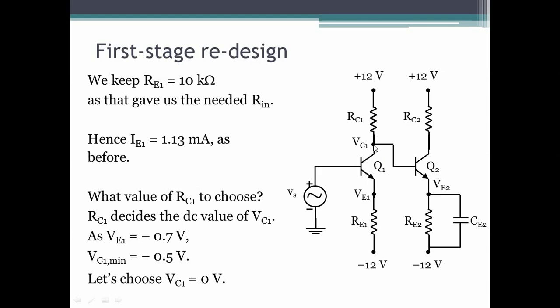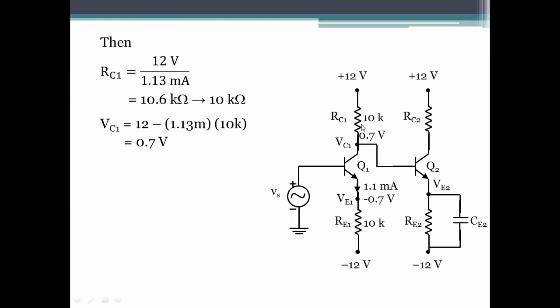So we keep VC1 as low as possible, given the current of 1.1 milliamp. The lower the VC, the higher will be RC, and the higher the RC, the higher the gain. So we'll make VC1 as low as possible. We need minus 0.5, so just keep some buffer, so we make it 0 volts. So we'll choose VC1, the DC voltage here, to be 0 volts, and choose RC1 accordingly.